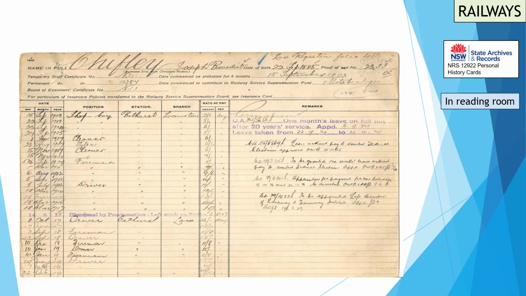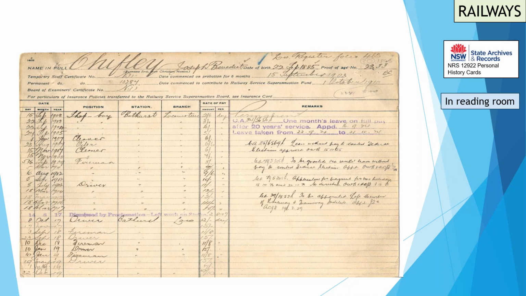On the right-hand side, you can see in the remarks, it's going to be very interesting in the case of Mr. Chifley because he was a career politician. So he takes leave on full pay after 20 years service to go and start contesting elections. And it turns out he did okay because he became Prime Minister of Australia.